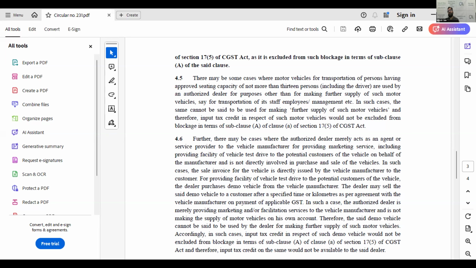Now there comes a third scenario where you actually see that the authorized dealer is acting only as an agent between the manufacturer and the end customer. In case of an actual sale, the bill will be raised directly by the manufacturer to the end customer, and the authorized dealer has acted only as an agent or has only facilitated to make the sale possible. Even in such cases, if that is the scenario, then you will not be able to claim ITC on demo vehicles even as an authorized dealer.